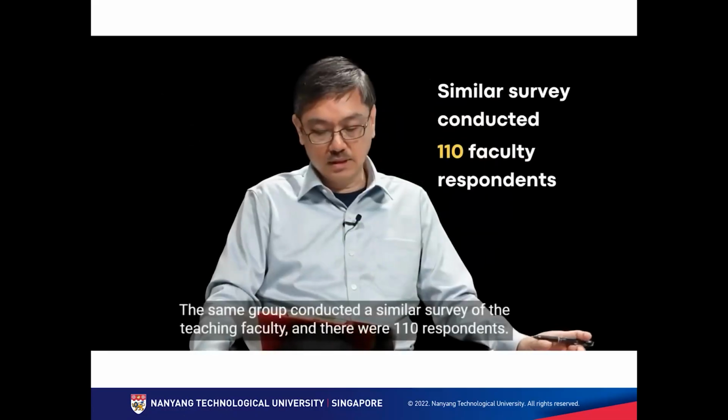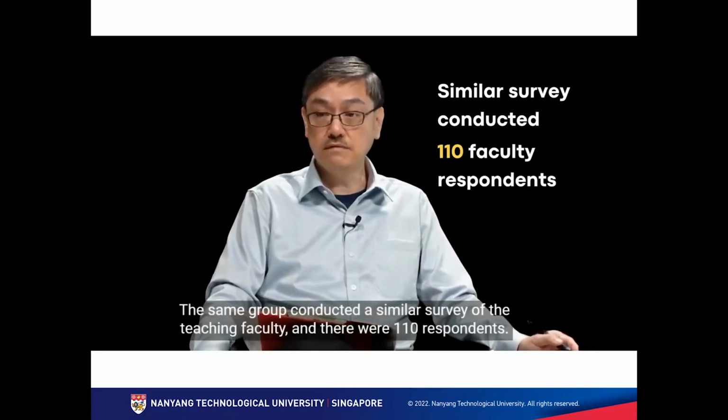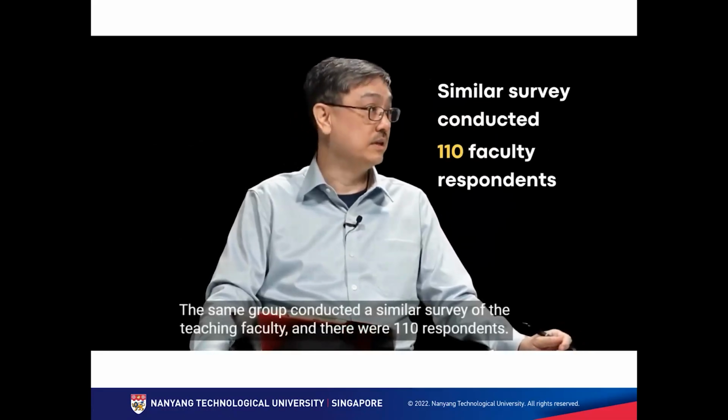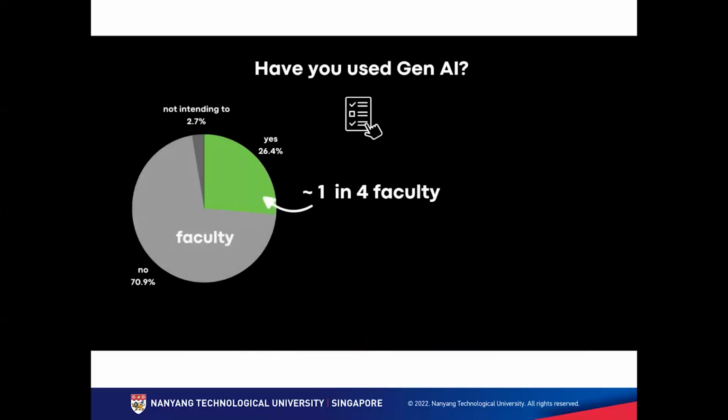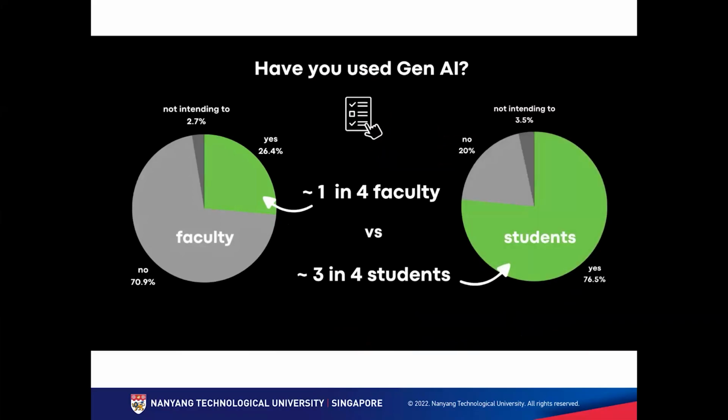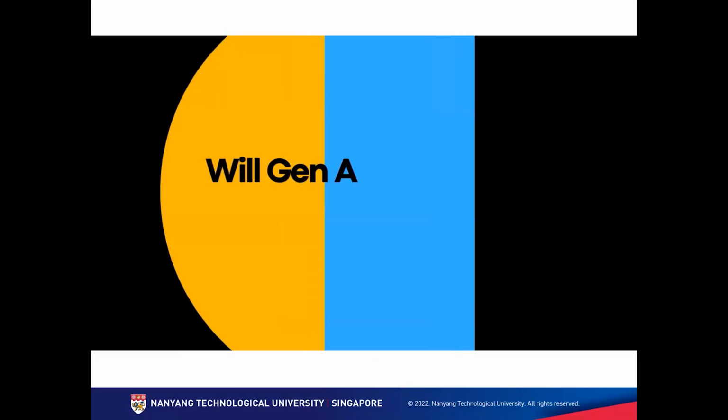The same group conducted a similar survey of the teaching faculty, and there were 110 respondents. Now, when asked if they had used GenAI to support teaching and learning, almost 71% said they had not, while just over a quarter said they had tried. The survey provides a snapshot that could indicate that the practices of the students and the staff are almost mirror opposite.